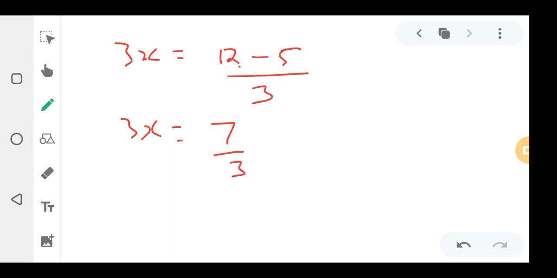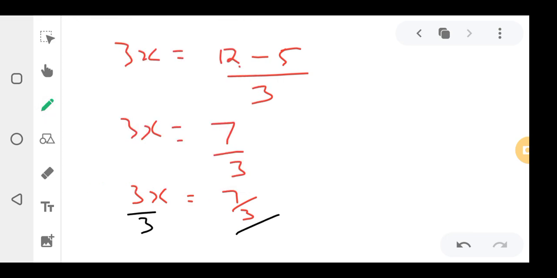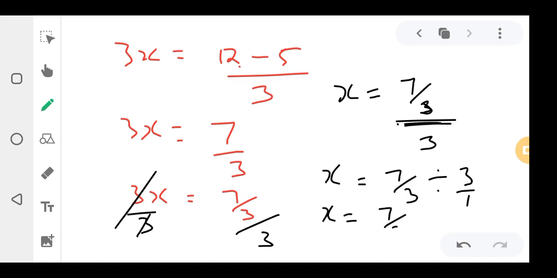Okay, we're trying to find x. I think I told you this, you divide by 3 both sides. So 3x is equal to 7 over 3. You divide this side by 3, so here by 3, and this other side by 3. So this cancels out. So we have got x is equal to 7 over 3 over 3 again down. So that will be equal to 7 over 3. This one here means divided by 3. And then a number is always over 1.